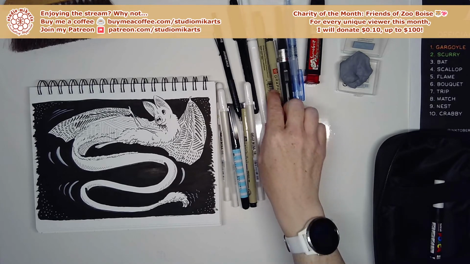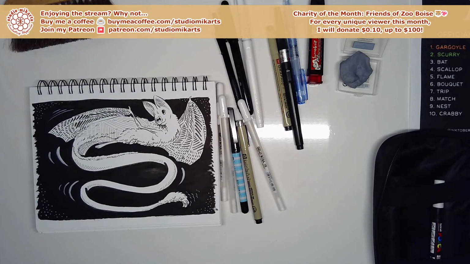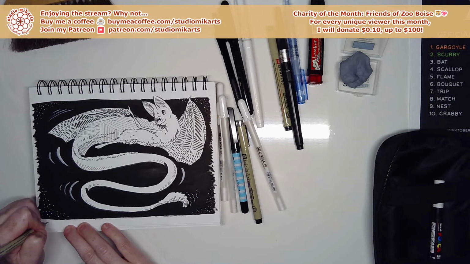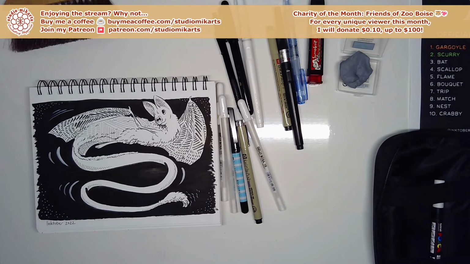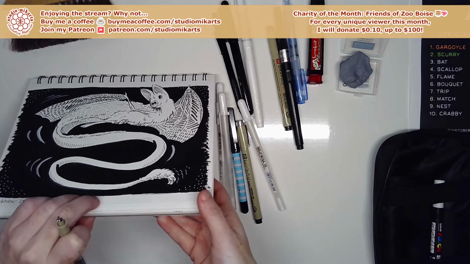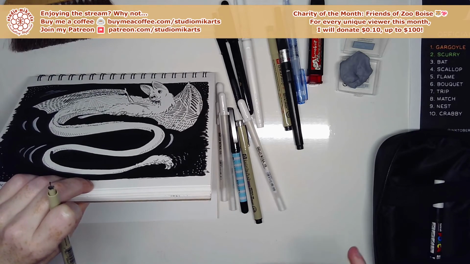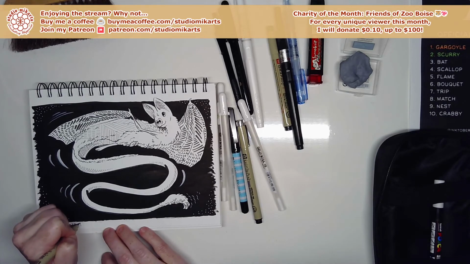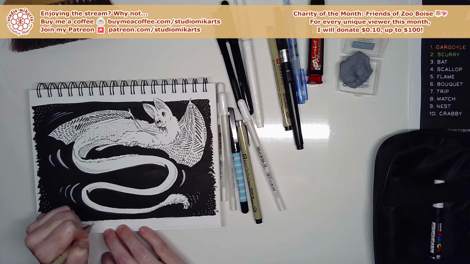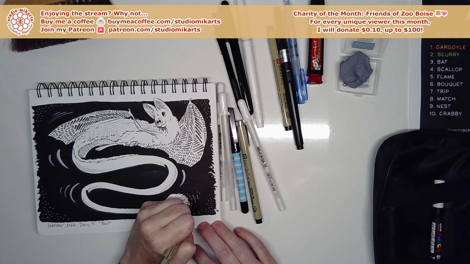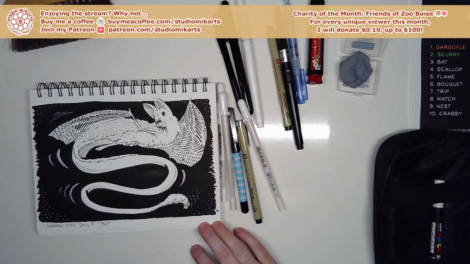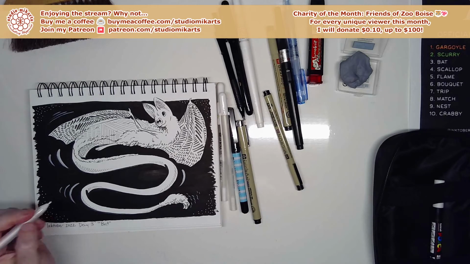So, let's see. I'll use this 05 to write, let's see, Inktober 2022. And how have I been doing this on the other ones? Day 2, so day 3. And this was bat. And then I guess I'll just sign it over here. Or maybe I'll sign it in white ink. Ooh. Yeah, that's what I'll do. I'll sign it in white ink.